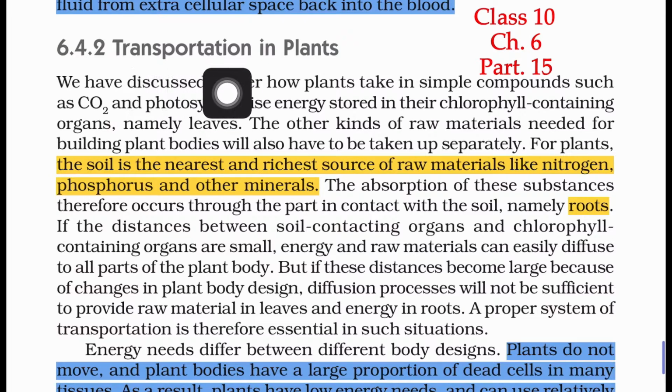In the previous video we discussed the transportation in animals, how the blood carries different minerals or materials to the different body parts. So in this section we'll discuss the transportation in plants.